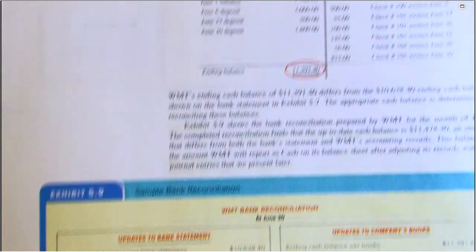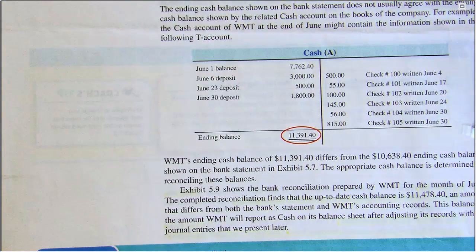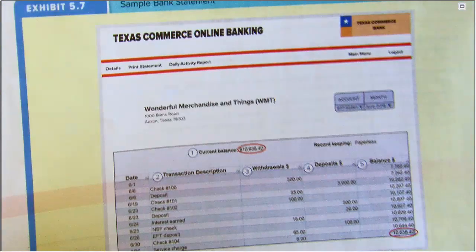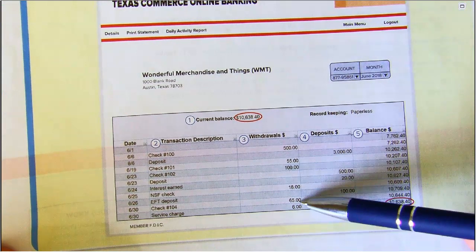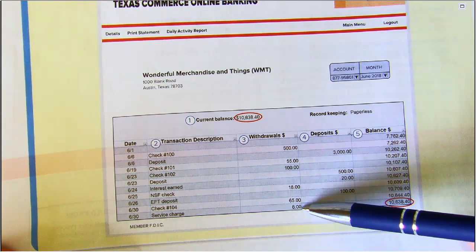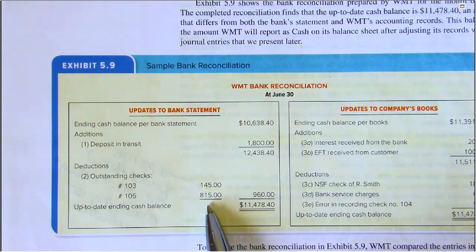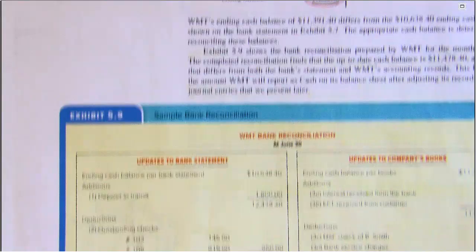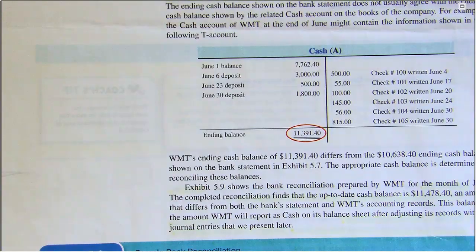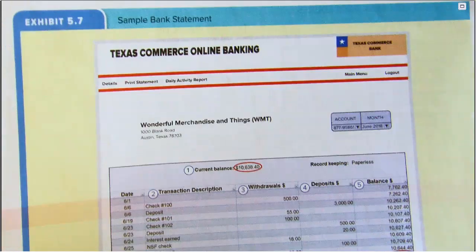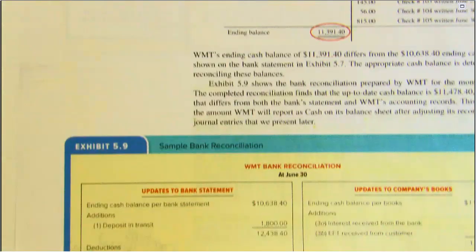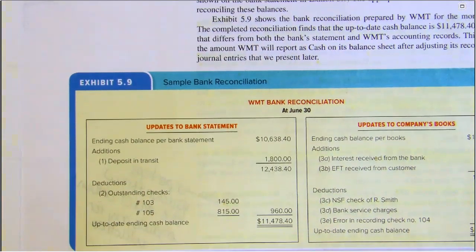Okay, now let's look at our last check, 105 for $815, and we do not see that on our bank statement. So that's another outstanding check. The bank does not have that information, so we put it on the bank side as a deduction, just as we show it as a deduction. Okay, so at this point, everything that was in our T account is either on the bank statement or we put it on the bank side of the reconciliation.